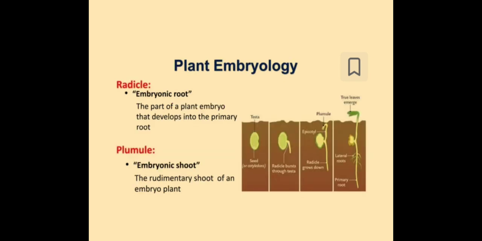Plant embryology. Embryonic root is called radicle. The part of a plant embryo that develops into the primary root is called the radicle, and the embryonic shoot is called the plumule.